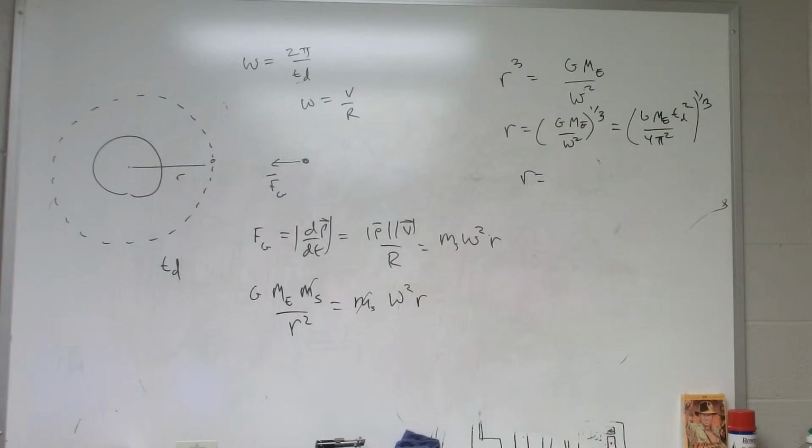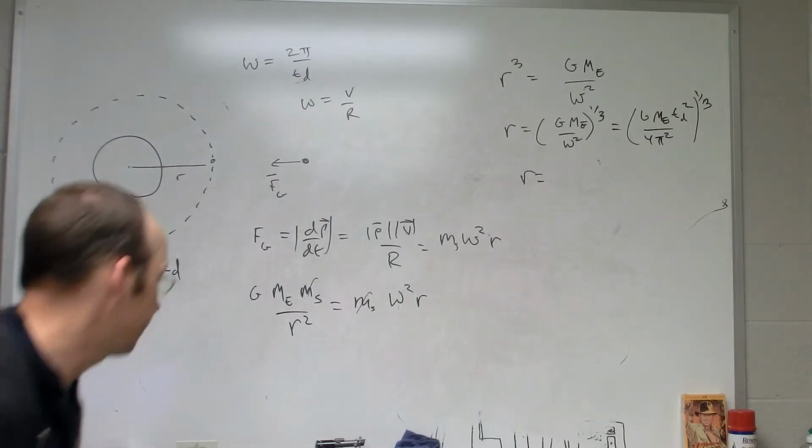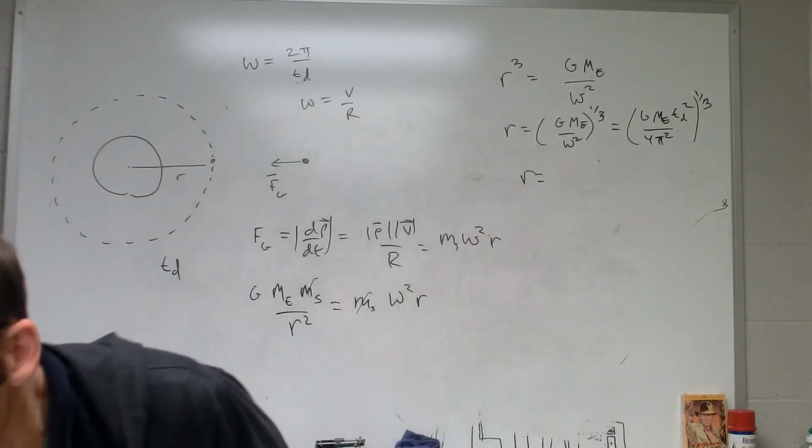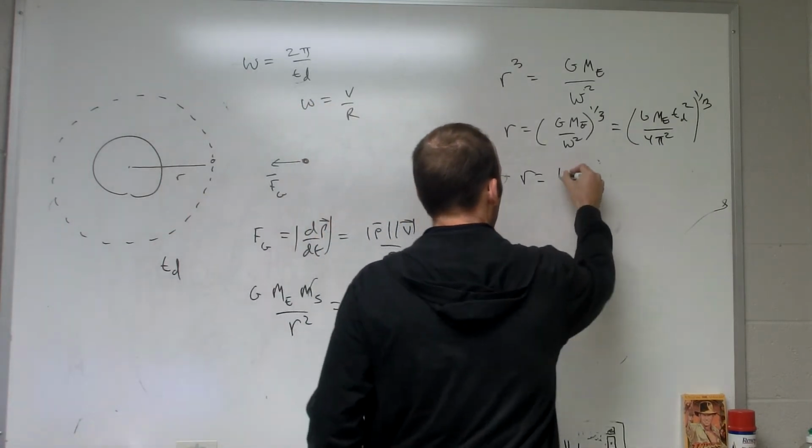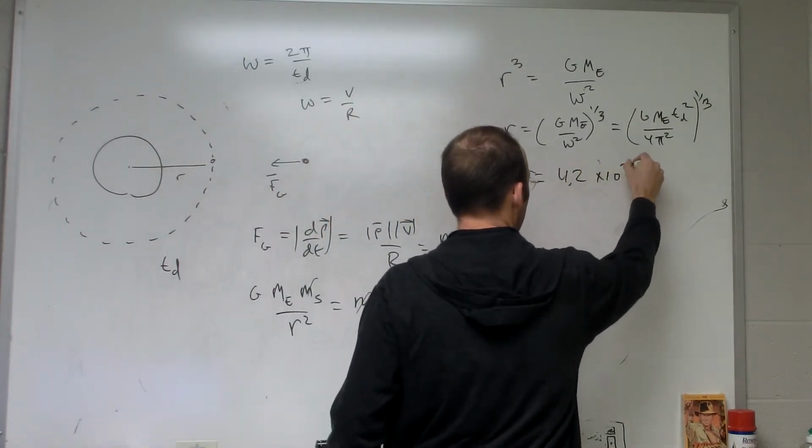Pi. I didn't like that. I thought I imported that. Oh, I didn't. Let's say pi equals 3.14, and then put that in there again. Okay, so I get 4.2 times 10 to the 7th meters.